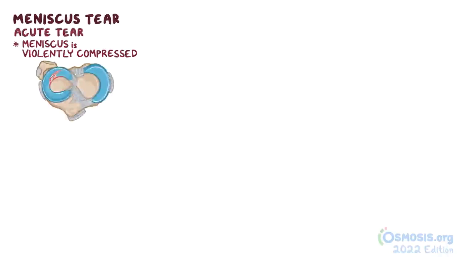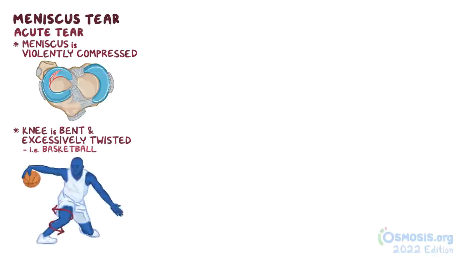A meniscus tear can occur when the meniscus is violently compressed, called an acute tear, which usually occurs in young athletes. Acute tears typically occur when the knee is bent and at the same time excessively twisted, like when you're playing basketball and then you suddenly change direction, trying to cross over another player.